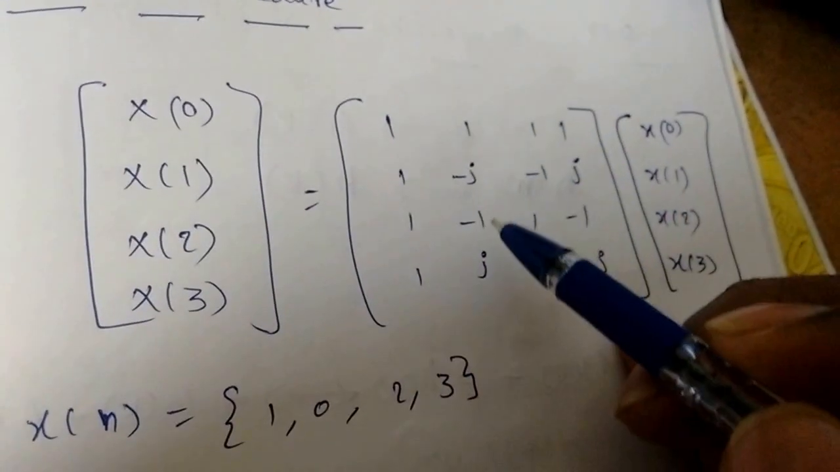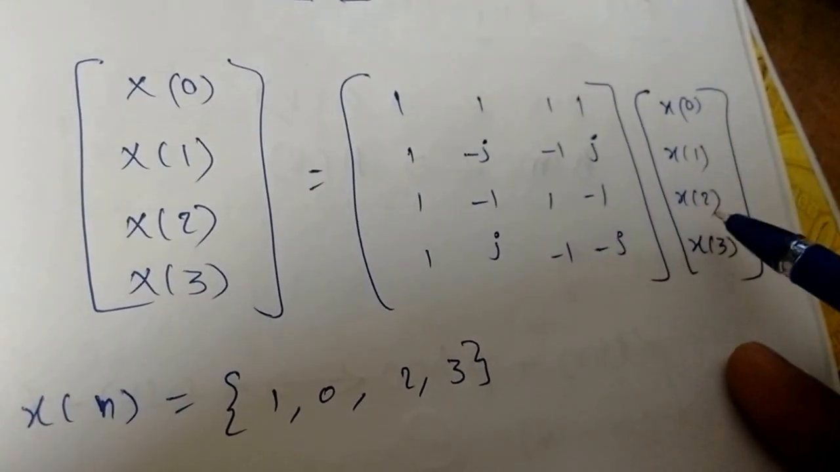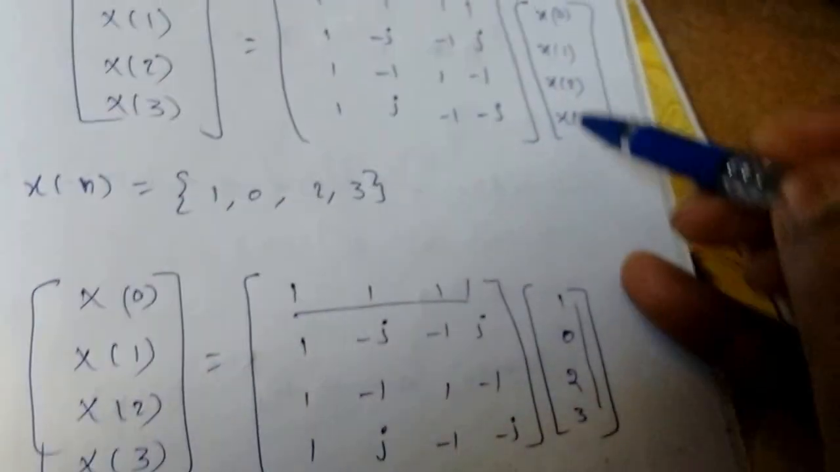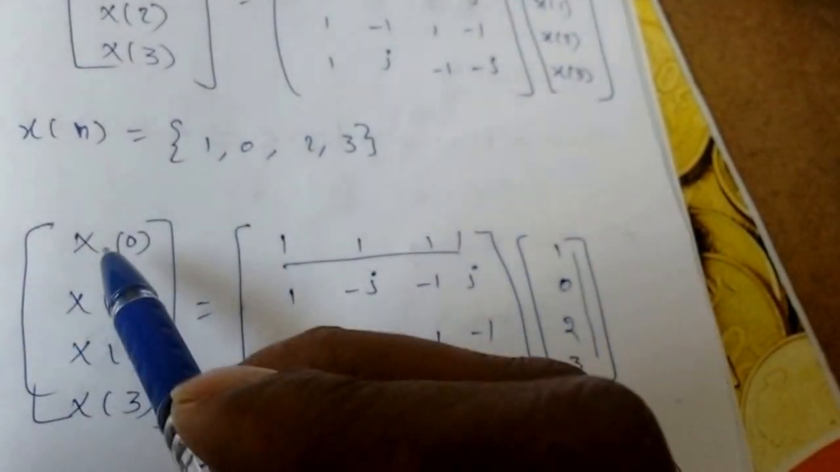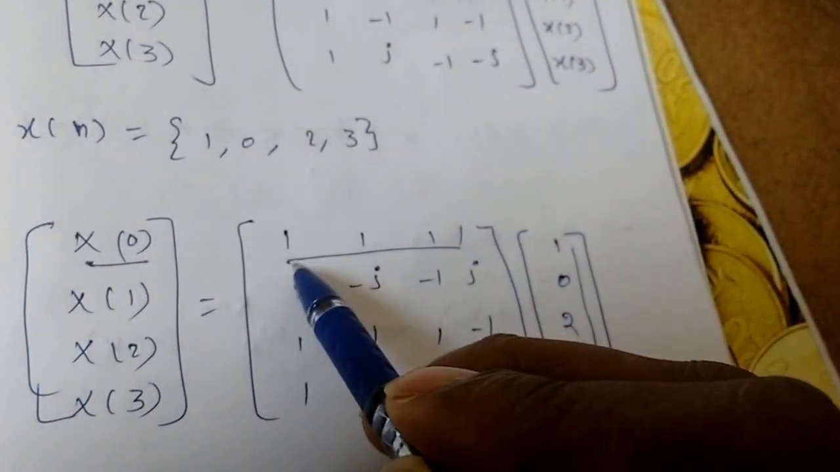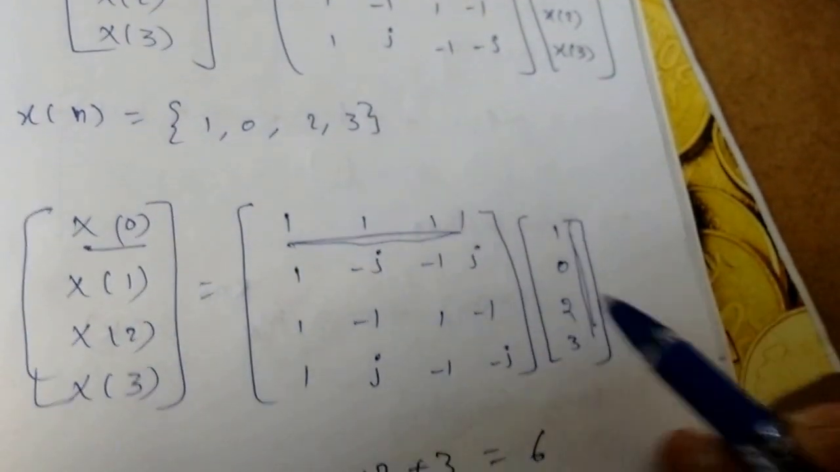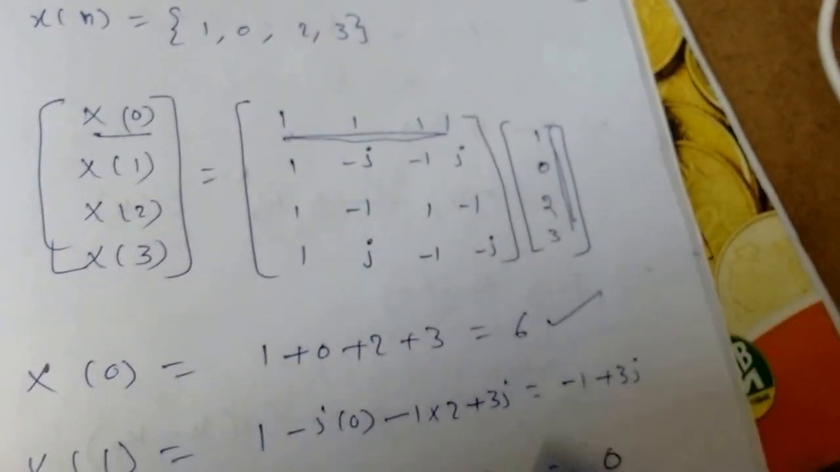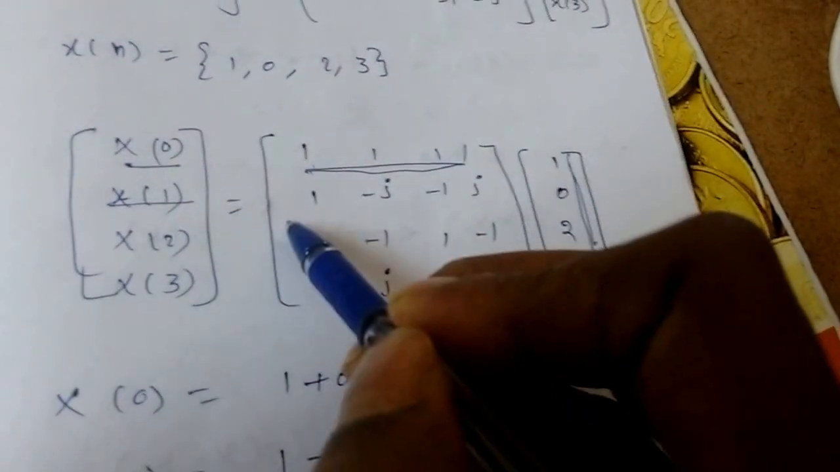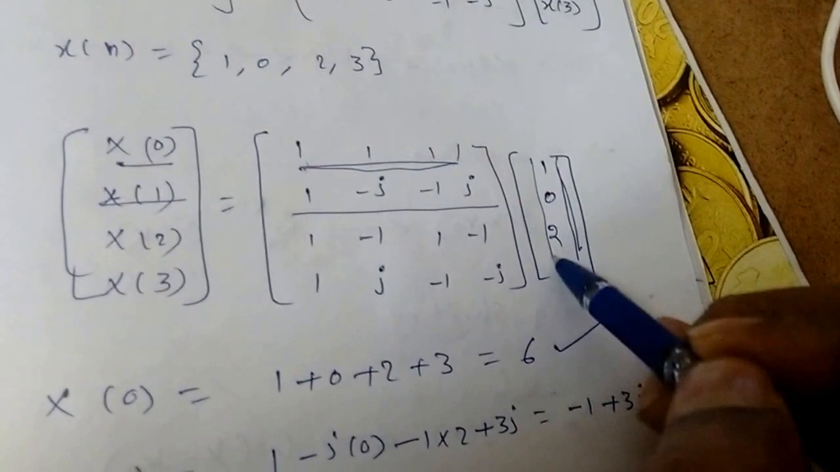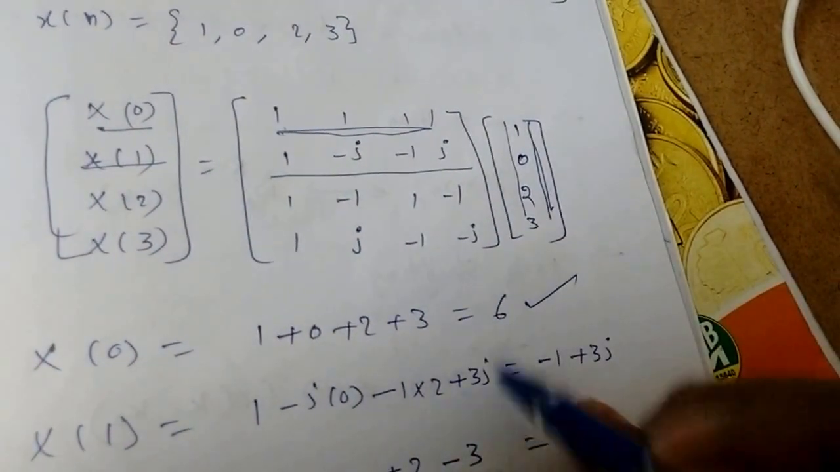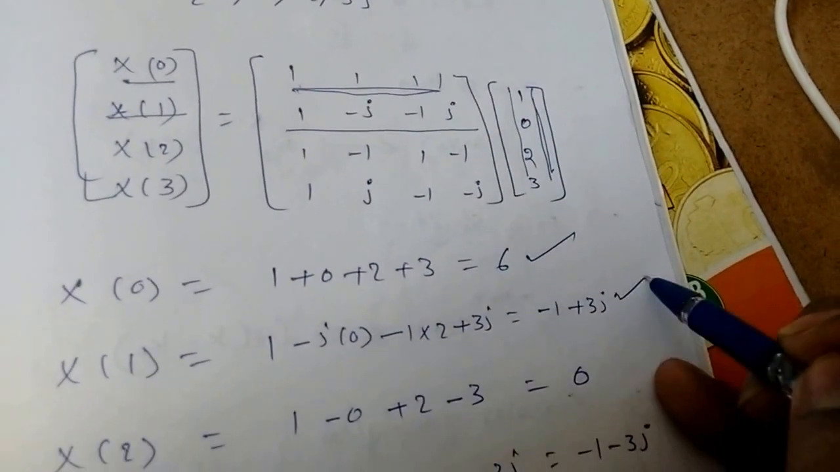Now if I use the matrix form, I know that for N is equal to 4, this is the matrix, and x of 0, x of 1, x of 2, x of 3. Now simply substitute 1, 0, 2, 3 here, that is the x of n values. Then if I want to find x of 0, multiply this row with this column, that is 1 into 1, 1 into 0, 1 into 2, 1 into 3, 6. Next the second row with this column, so 1 into 1, minus j into 0, minus 1 into 2 plus 3 into j, so minus 1 plus 3j.